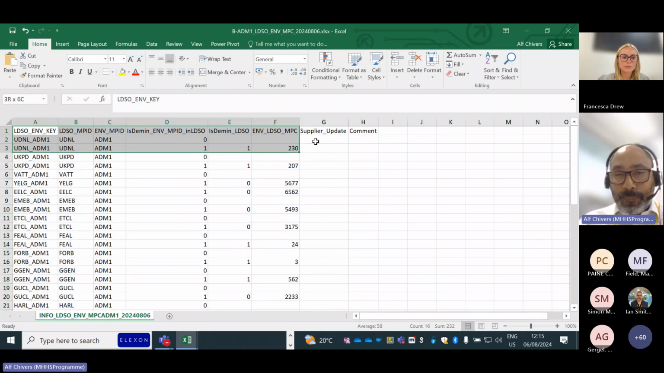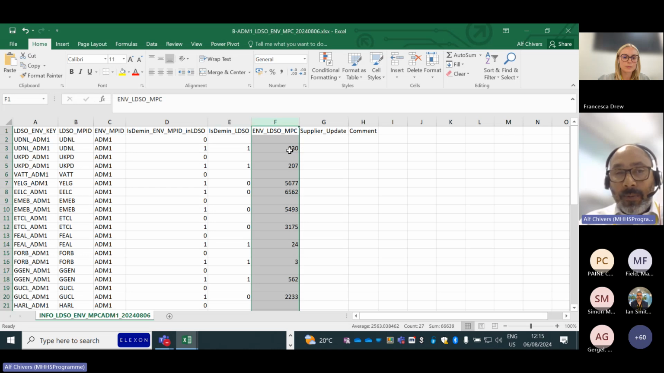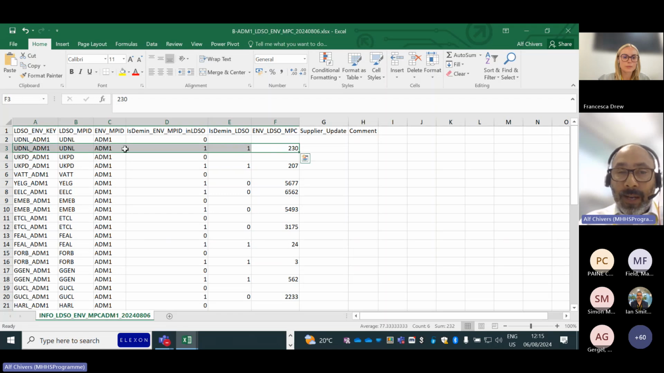So for this one, as I said before, this has the meter point counts at an LDSO level for the actual envelope MPID. So it doesn't show the supply MPIDs, but you can derive the aggregate value for the total envelope value for the envelope MPID from this one. So that's what we can see here.